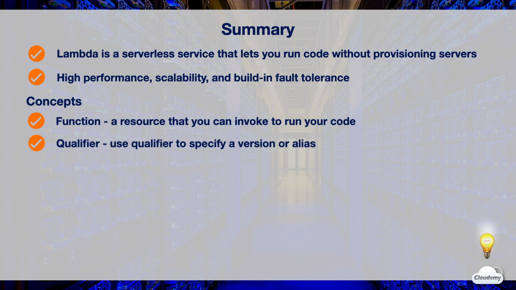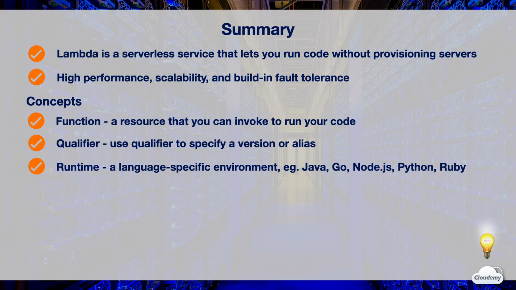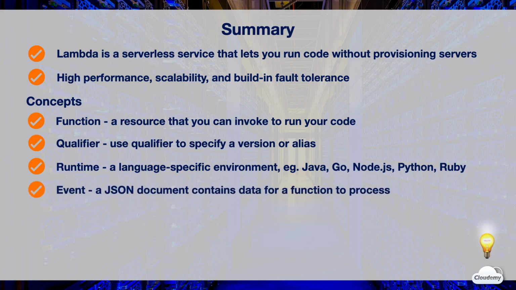Lambda version and alias let you manage deployments of your function. Lambda runtime provides a language-specific environment, in which the Lambda function is executed. Lambda supports many programming languages, including Java, Python, Ruby, Node.js, PowerShell, C#, and Go. An event is a JSON formatted document that contains data for a function to process. When you invoke a function, you determine the structure and contents of the event. Lambda runtime converts the event to an object and passes it to your function code.